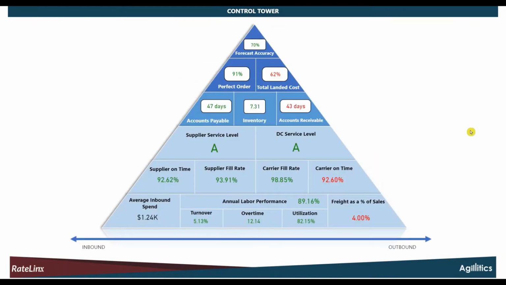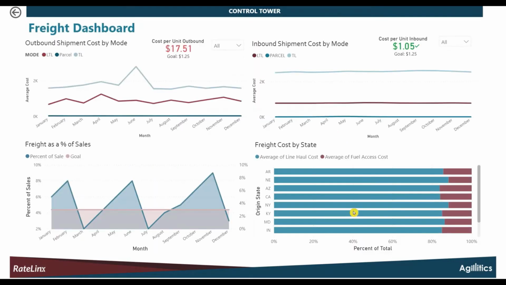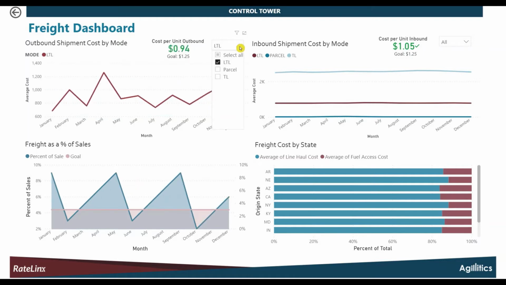Finally, the bottom portion of the pyramid are the transportation metrics, which are broken down into a freight dashboard, a labor dashboard, and a carrier and supplier scorecard. On the freight dashboard, the freight as a percentage of sales KPI from the pyramid is relayed in the visual on the bottom left, and all freight data on the dash is split into outbound and inbound shipments. The user can splice the different datasets according to their mode, less than truckload, truckload, and parcel. When LTL is selected, the freight as a percentage of sales graph changes to reflect this selection.